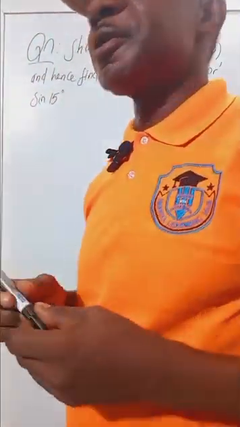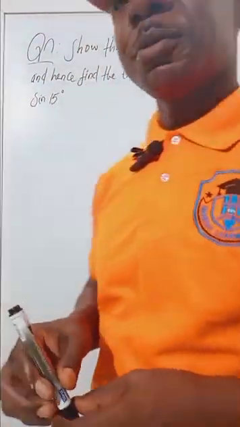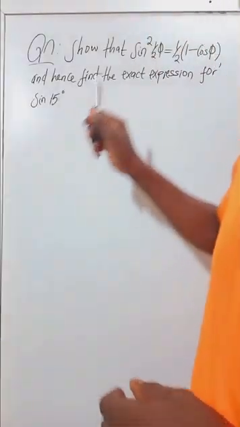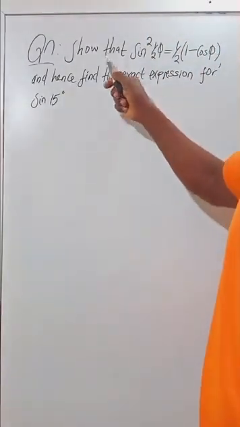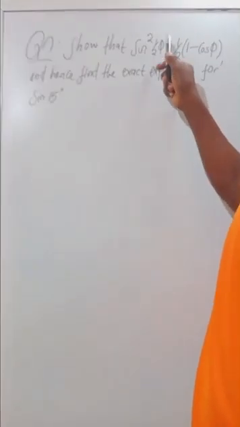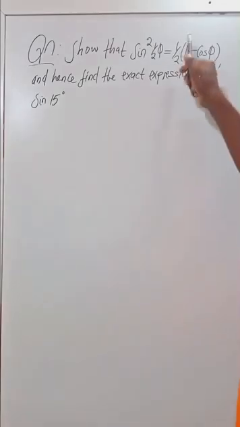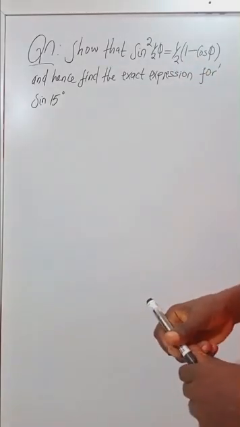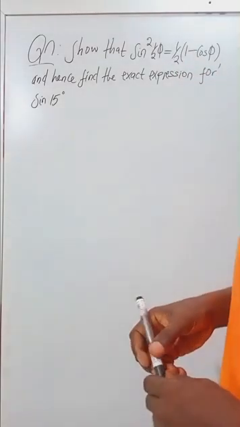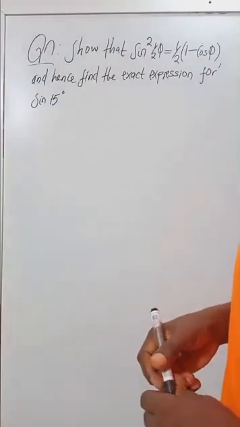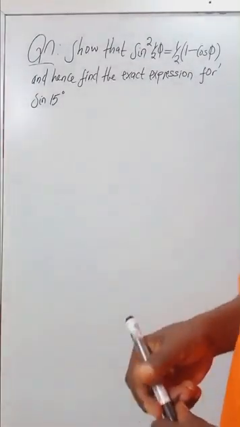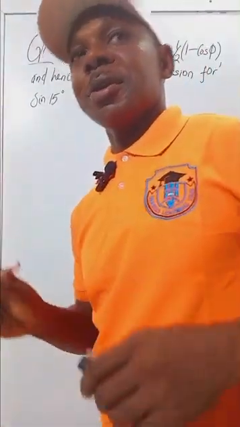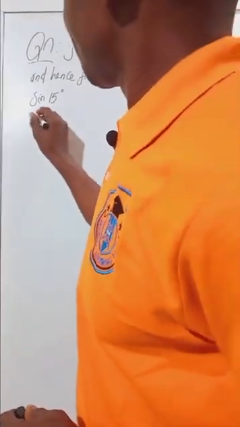Have you ever come across this kind of question? I mean this, take a look. Show that sine squared a half phi is equal to a half into bracket 1 minus cos phi, and hence find the exact expression for sine 15. Okay, here's the question, and here is the solution.